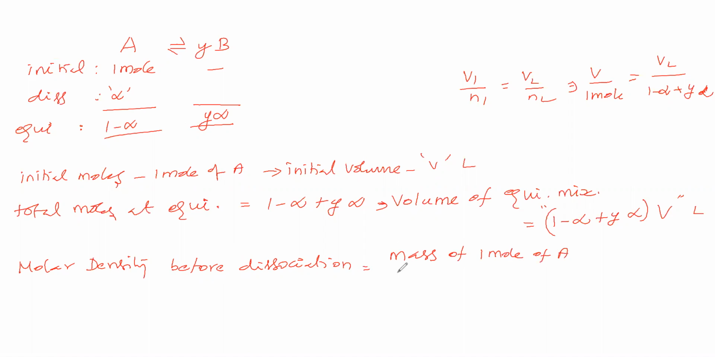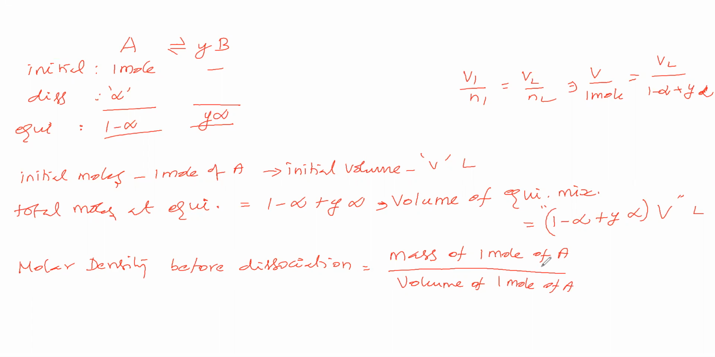Initially we are taking A only. So mass of 1 mole of A by volume we have to substitute. Volume of 1 mole of A we have to write. Okay. So volume of 1 mole of A we have written. So density, what is the formula of density? Mass by volume. Molar density means for 1 mole. Therefore, mass of 1 mole of A we have to take by volume of 1 mole of A. Why are you taking only A? Why are you not taking B? Because before dissociation, what is there? A only is there. Therefore, we are taking like this.